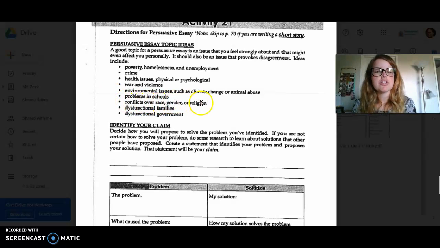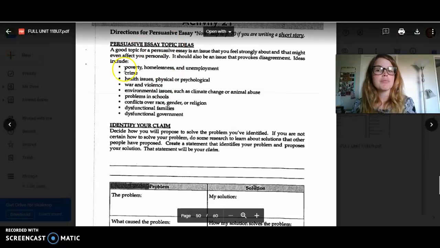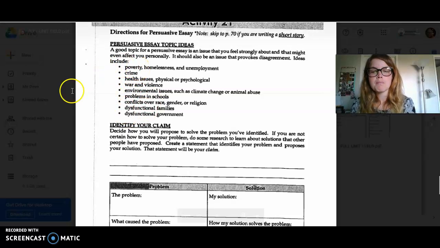Conflicts over race, gender, or religion. This is a really good one for right now. Like Black Lives Matter, all of that. That's something you could write about. Problems in schools, virtual versus in-person education right now during COVID times. All really relevant. You can make them super relevant to right now and what's happening.